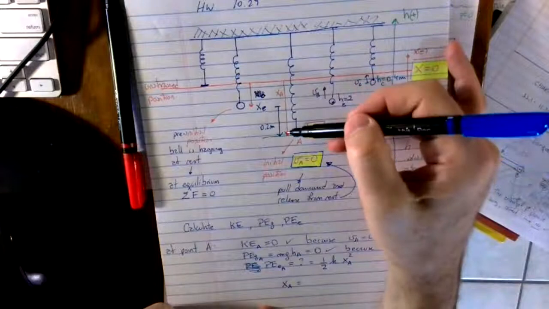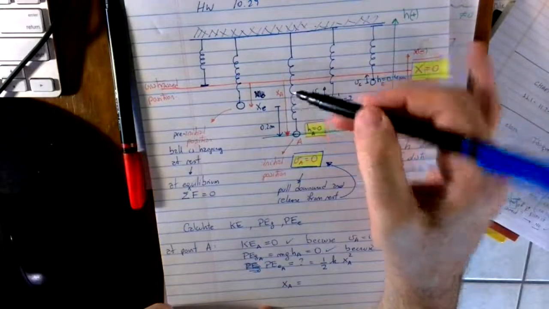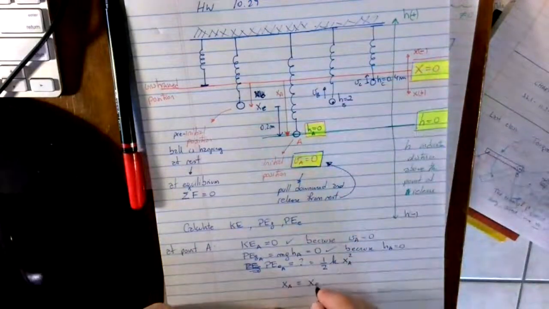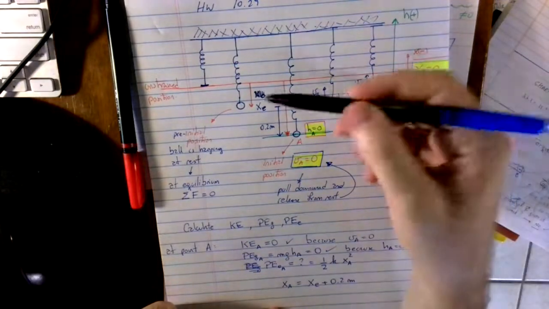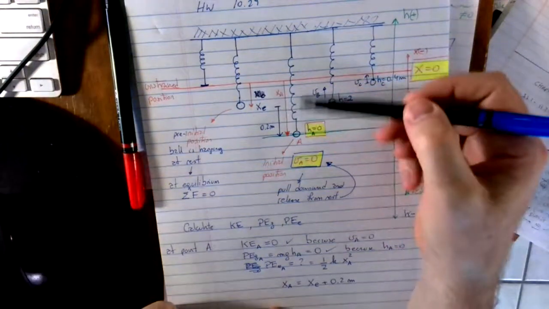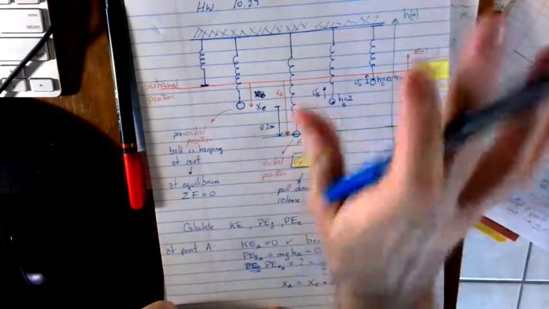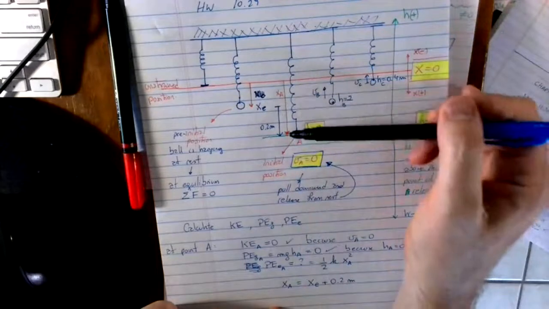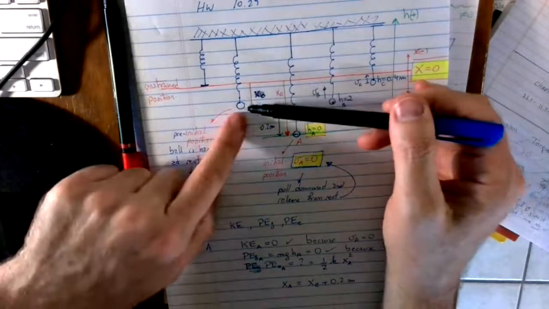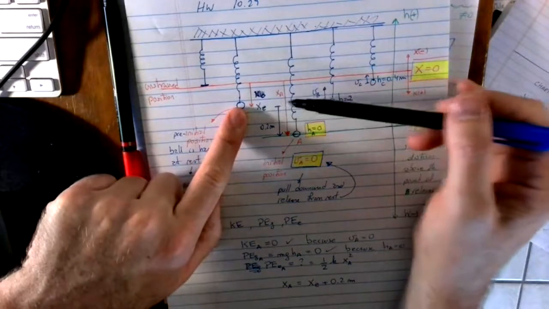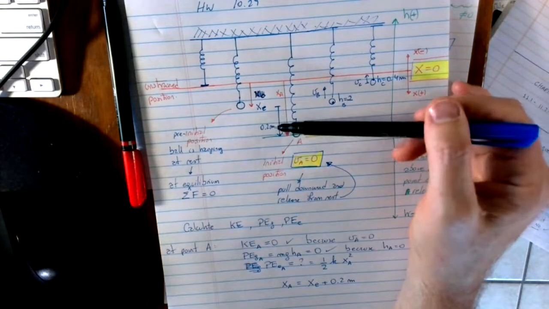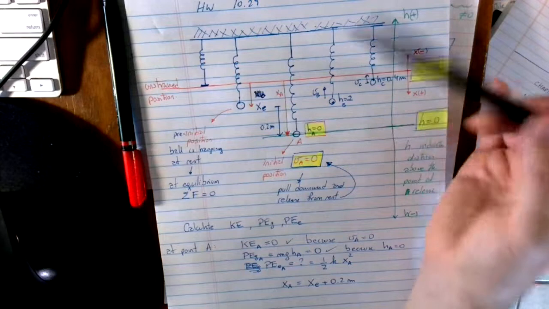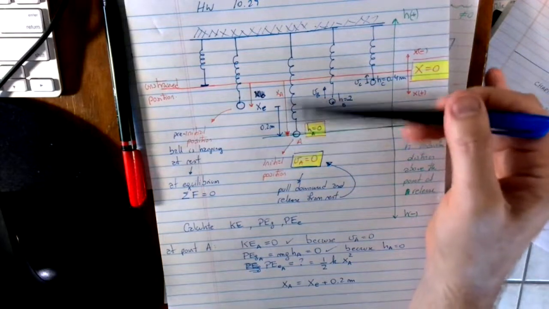So then clearly XA is what we call XE, which is the equilibrium position, plus 0.2 meters. That's actually what is given in the problem. The initial position, it is explicitly said, is obtained after we let the ball hang there at equilibrium, and then we additionally elongated 0.2 meters. So some people also say XA is 0.2 meters.